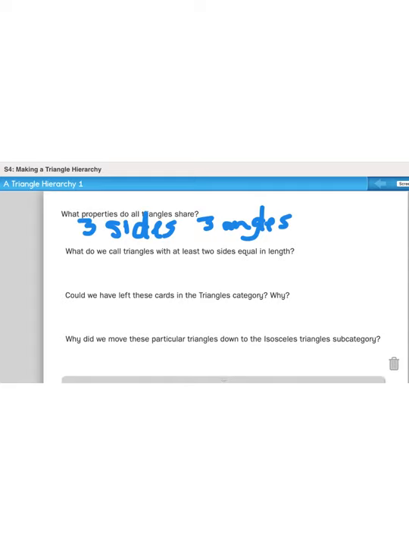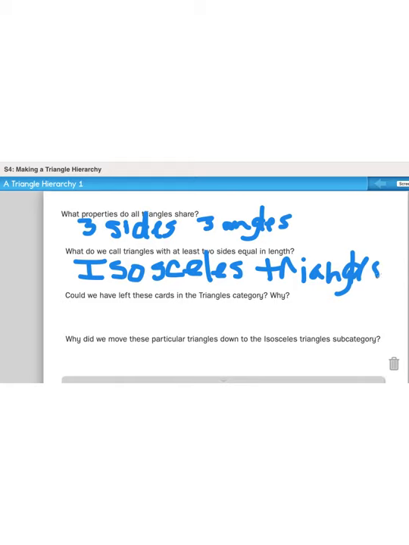So maybe you're going to have your next category be isosceles triangles. I'll spell that out here for you. Isosceles triangles. So that's your next category after you did triangles. Okay? Now, you're going to have a big long arrow from triangles down to isosceles triangles.